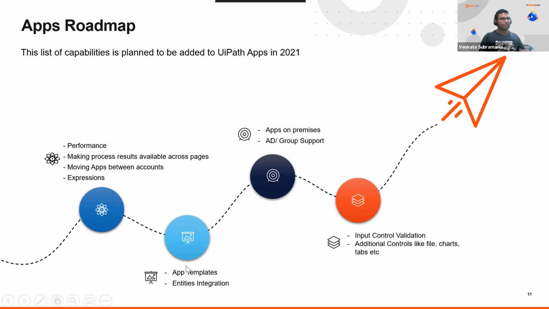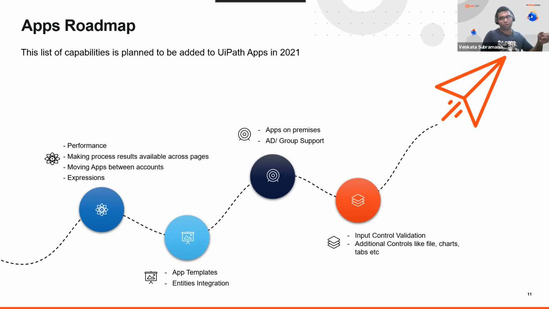Then the next set of items we have is the app templates and Entities integration. I answered this question earlier, that this is the next major focus in terms of integration, where we want to focus on Entities directly, where you can have Entities as a database in the backend and Apps as a front end, where you want to build a full-fledged app. Even without interactive automation, you will be able to do it. Today, you have to deal with it in a roundabout way by using processes. Then app templates.